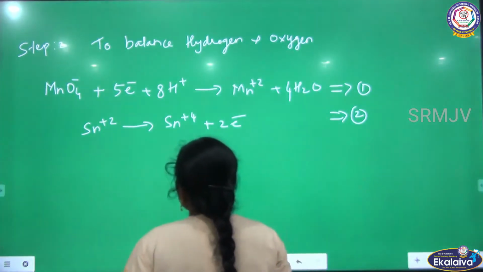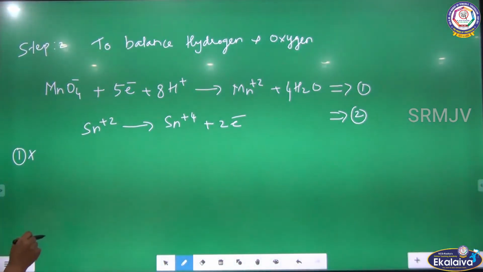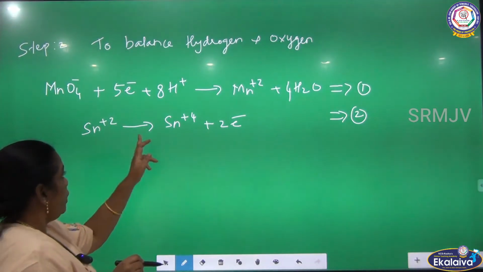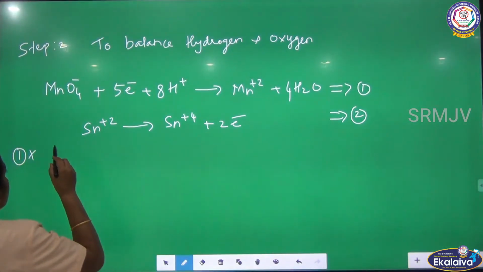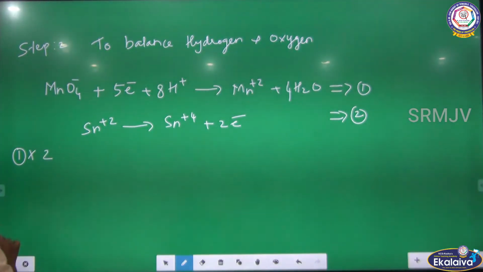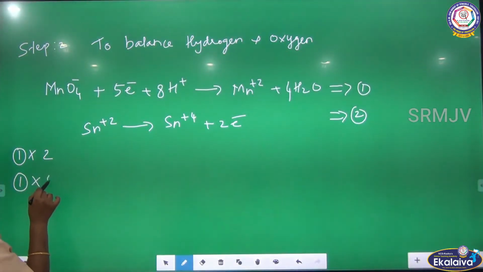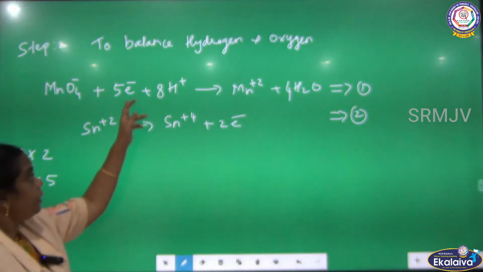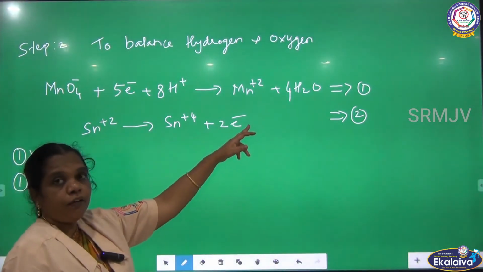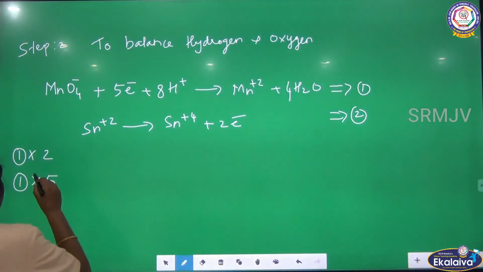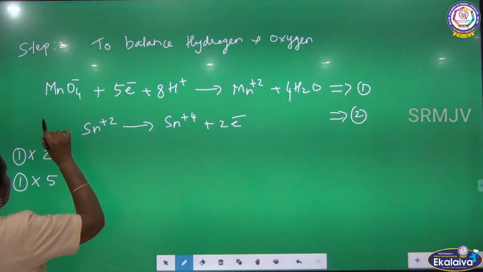So to equalize, you want to cross multiply. Here equation 1 has 5 electrons and equation 2 has 2 electrons. So you have to cross multiply. Equation 1 is going to be multiplied by 2 and equation 2 is going to be multiplied by 5. So 5 into 2, 10 electrons, and 5 into 2, 10 electrons.